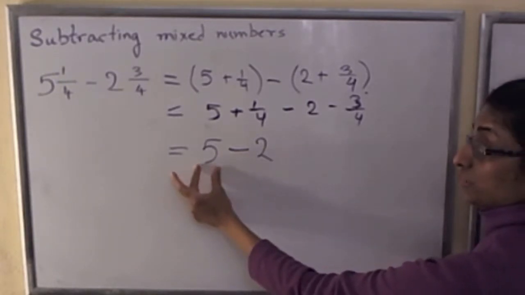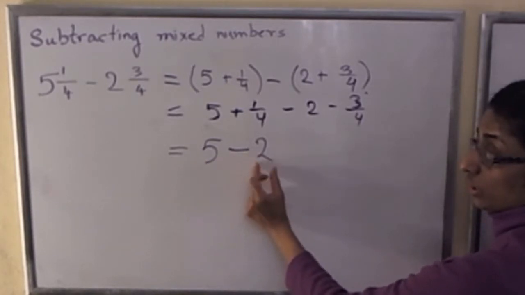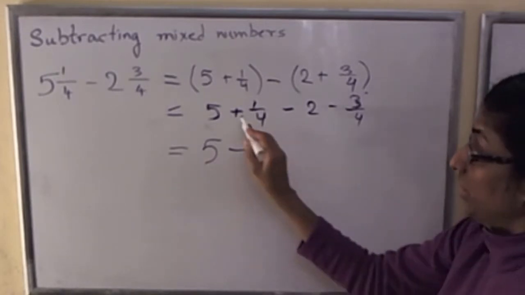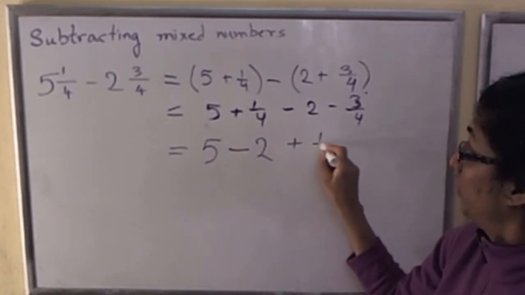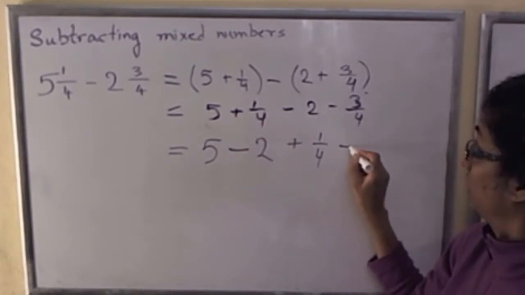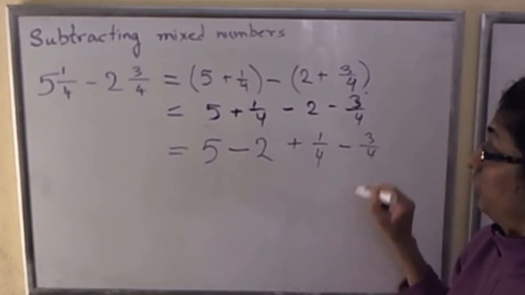So now I started with a segment of length 5, shortened it. It's now removed a segment of length 2 from one of its end. Now I have the short segment. Now I'll do 1/4. That means attach a segment of length 1/4. Then take off a segment of length 3/4.